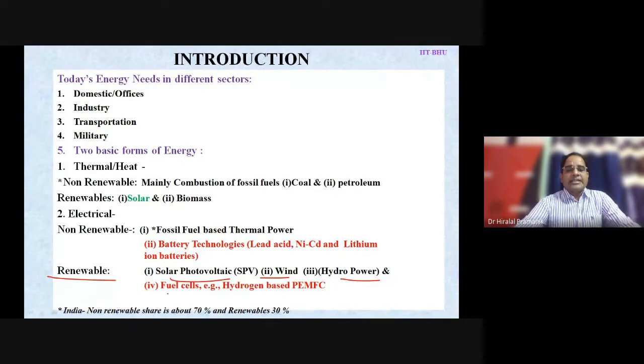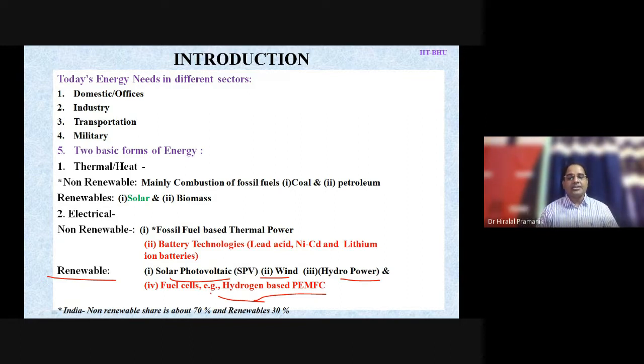Fuel cells are another class of energy device. It is renewable in nature. When you talk about a hydrogen-based PEMFC or an ethanol-based fuel cell, ethanol is renewable in nature. Hydrogen, if you produce it via electrolysis of water, is also renewable. And it is simply fed to the cell, and you can have electricity.